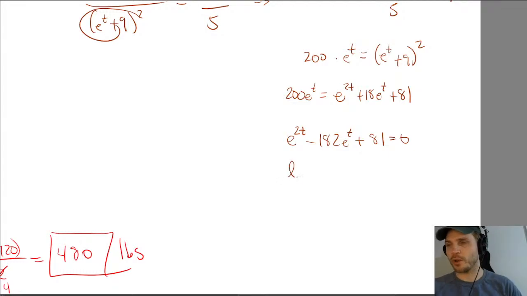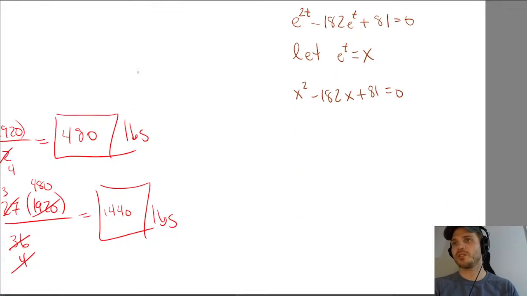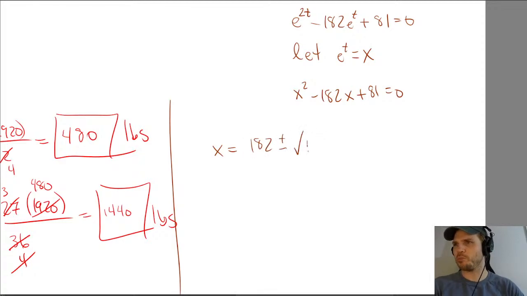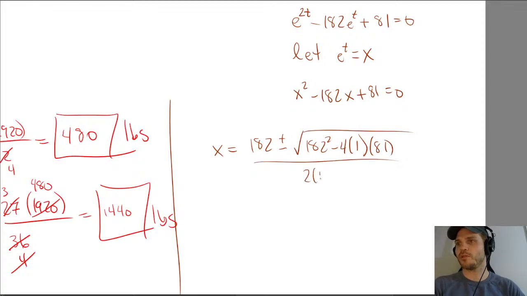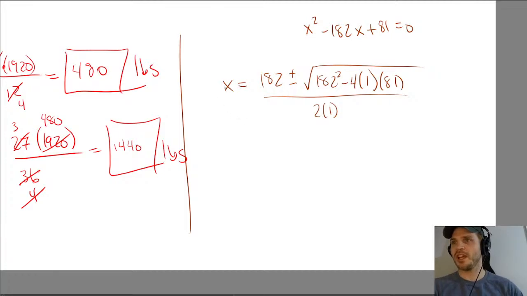So let's put it back to a quadratic. Let e to the t equal x. Then this is x squared minus 182x plus 81 equals 0. And let's use the trusty old quadratic formula. So x equals negative b plus or minus the square root of b squared, 182 squared minus 4 times a times c, all over 2a. And we'll do a little simplification. And here, I'll go ahead and change this back. This is e to the t, because we did change of variables.